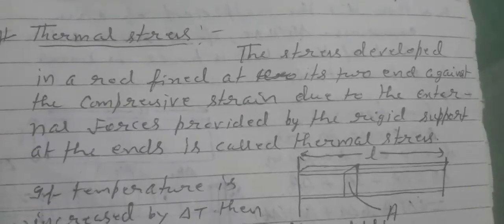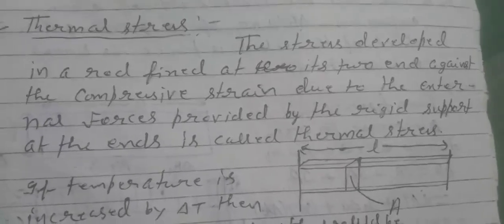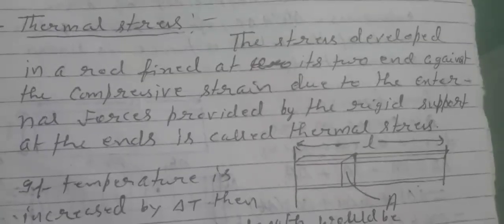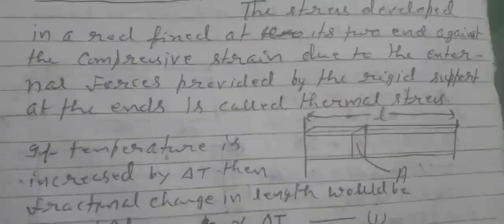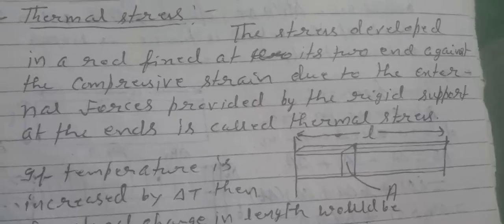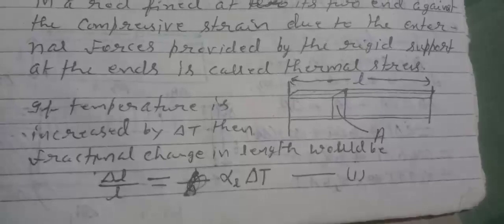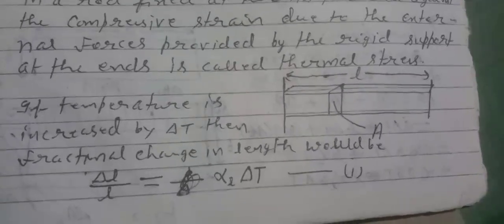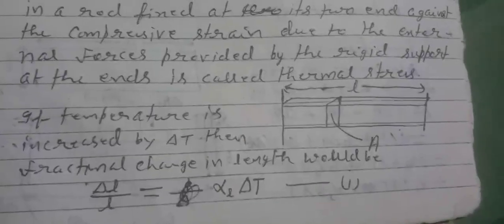Thermal stress. The stress developed in a rod fixed at its two ends against the compressive strain due to the external forces provided by the rigid support at the ends is called thermal stress. If the temperature is increased by delta T, then the fractional change in length would be delta L by L equals alpha L into delta T, equation 1.